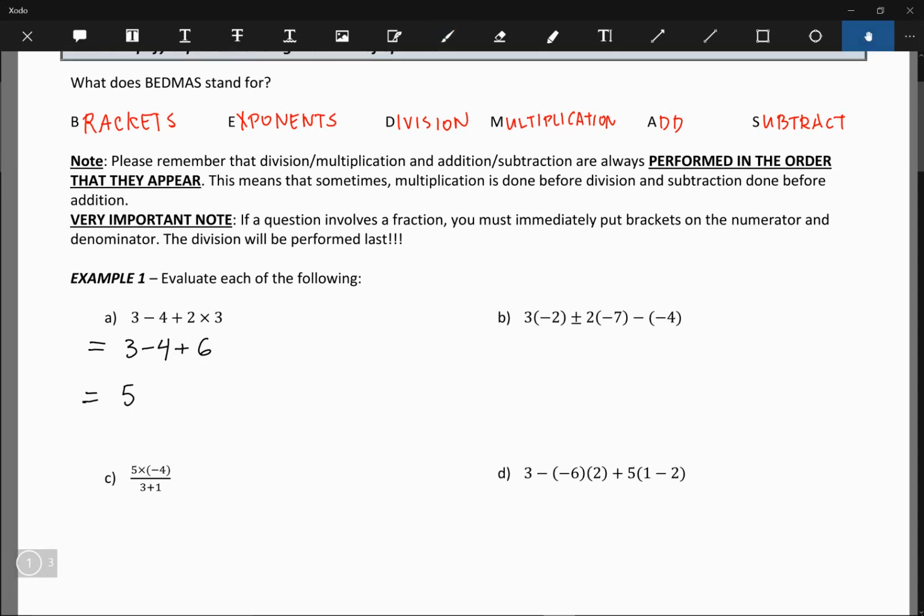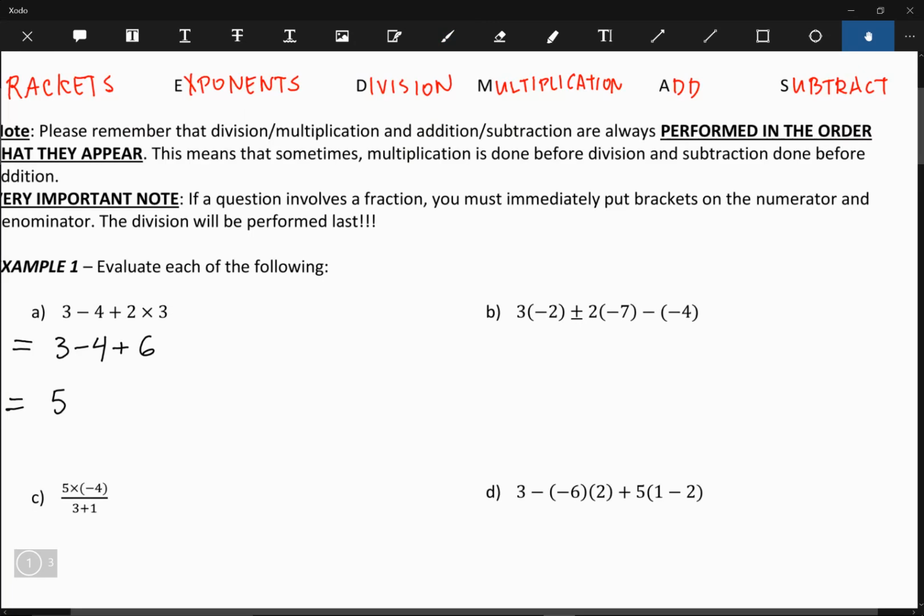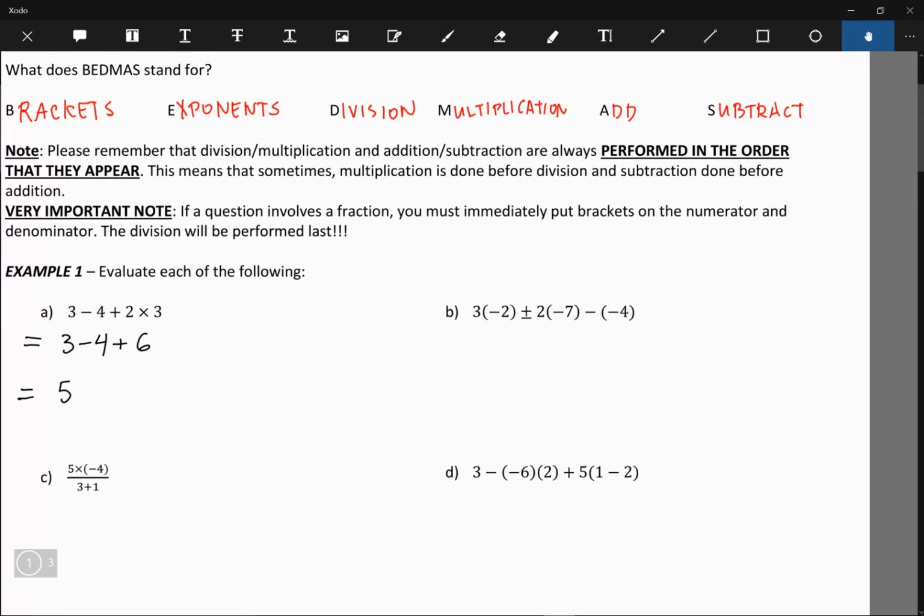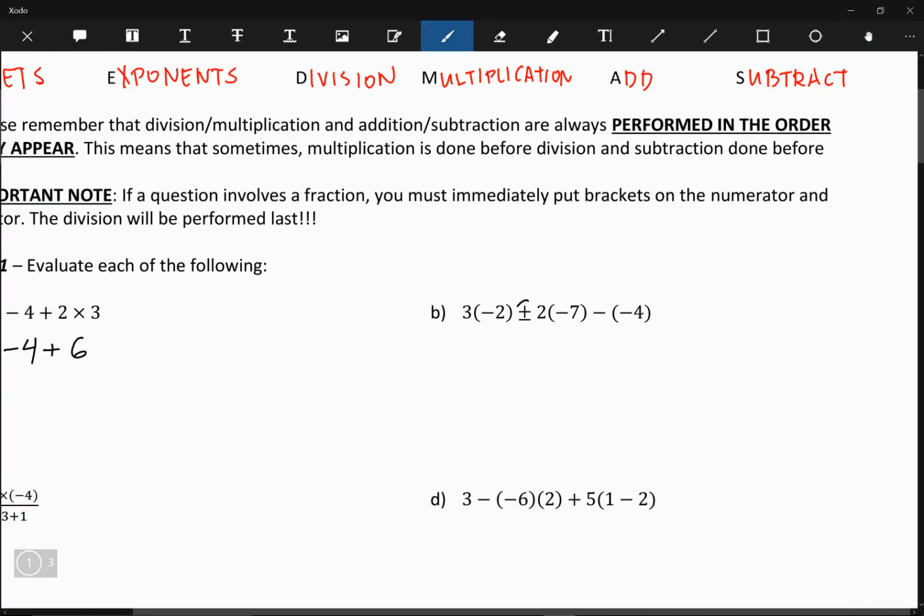Part B. A little bit of a note here. This should be a division sign, so I'm going to correct that later on. So here we have 3 times negative 2, which is minus 6. And then here I'm going to have a division by negative 2. That should say negative 2. Times negative 7. And double negatives here make a positive 4.